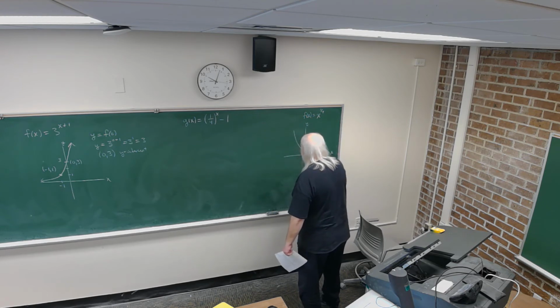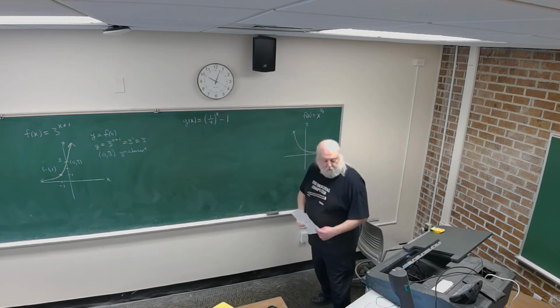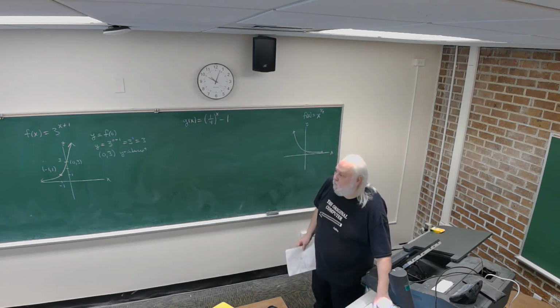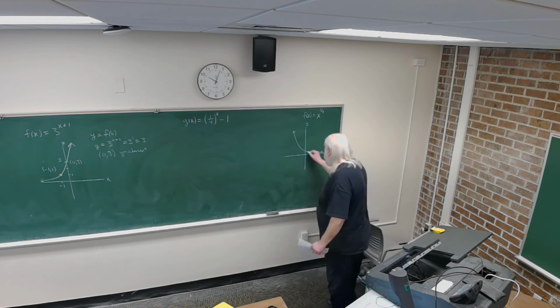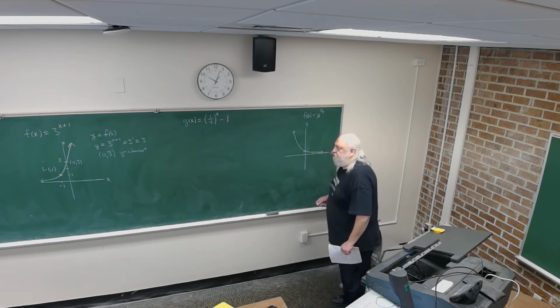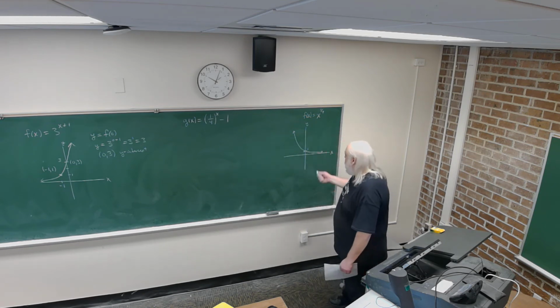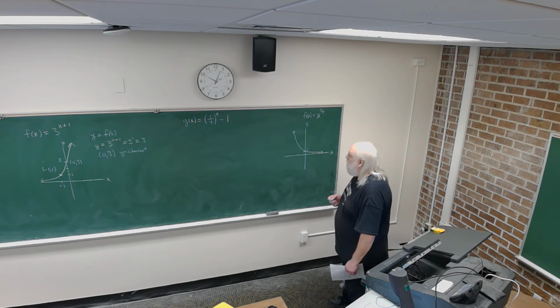Goes down and to the right. Right? That's what we learned right up here. Okay? So a in this case is equal to 1/4, which is between 0 and 1. So the graph looks like that. Crosses the y-axis at y equals 1. The x-axis, the horizontal line y equals 0, is a horizontal asymptote.